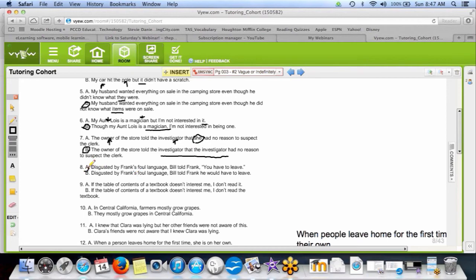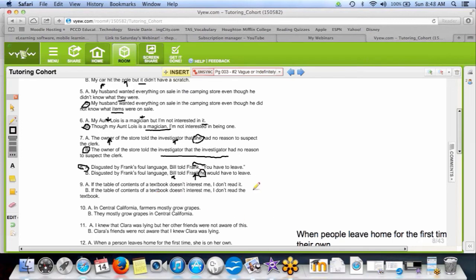Correct answer is A. Disgusted by Frank's foul language, Bill told Frank, "You have to leave." Well, who is "you" here? Frank. Right? Disgusted by Frank's foul language, Bill told Frank he would have to leave. Well, I don't know who's leaving. Is Bill telling Frank that Bill's going to leave because he hates that language? Or is Bill telling Frank that Frank has to leave? We don't know. So that vague pronoun is "he," and that's going to be the wrong answer on the test, right? 9, A or B.